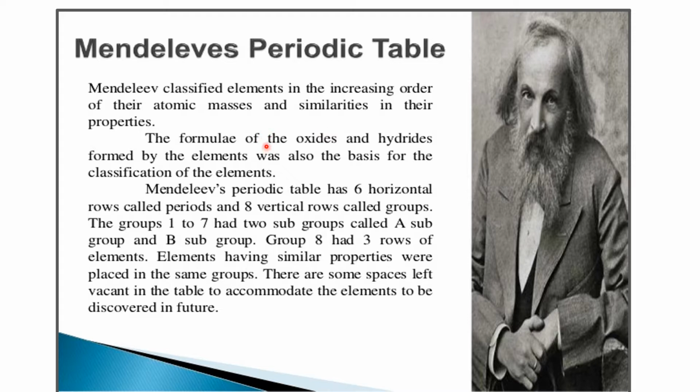According to this periodic table, there are 6 horizontal rows called periods and 8 vertical rows called groups. Of these 8 groups, groups 1 to 7 are divided into 2 subgroups, A and B, and the 8th group is divided into 3 rows of elements. Elements having similar properties were placed in the same group. Some places were left vacant in the table to accommodate elements that had to be discovered in the future.